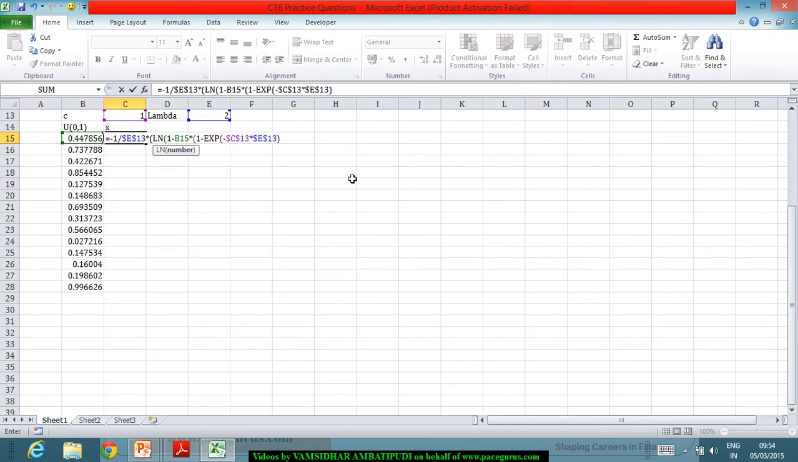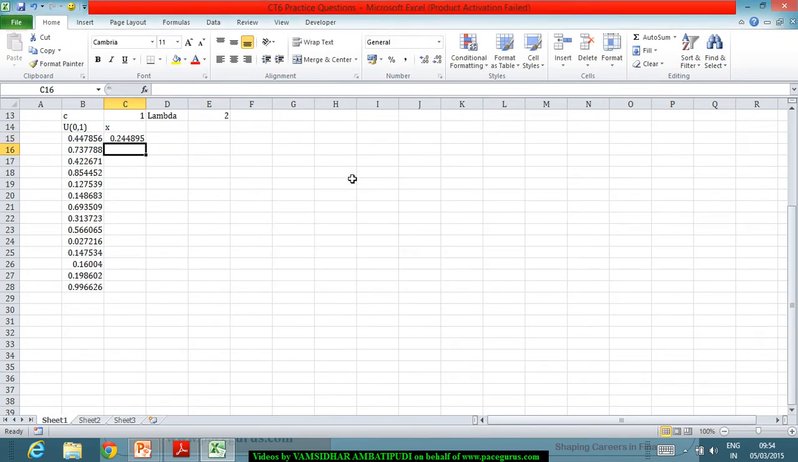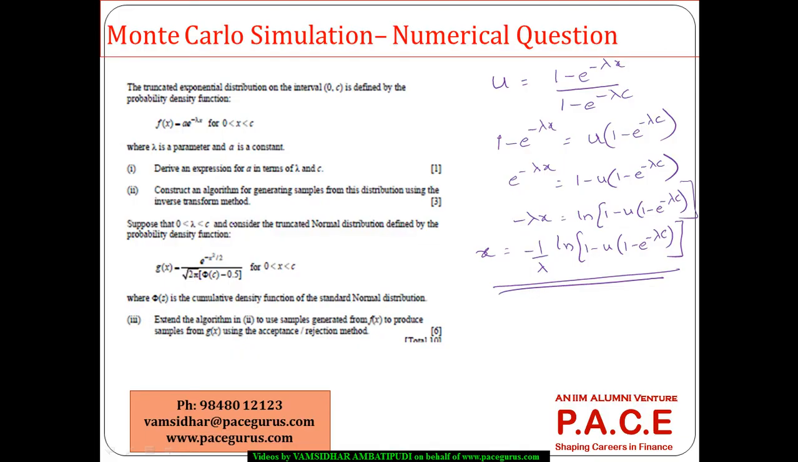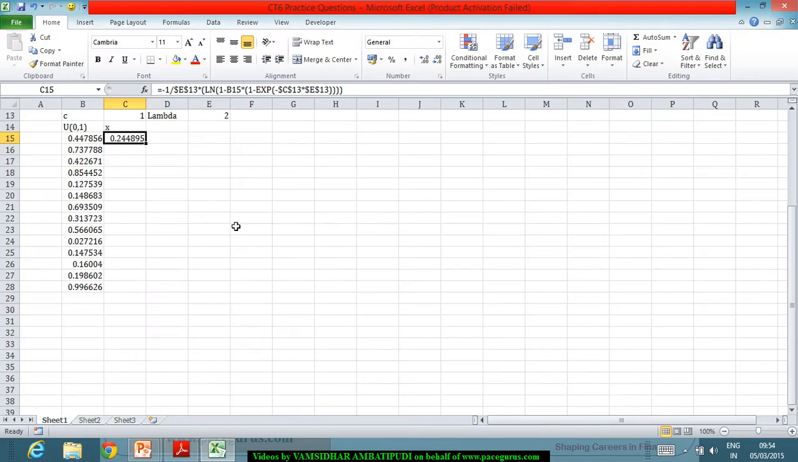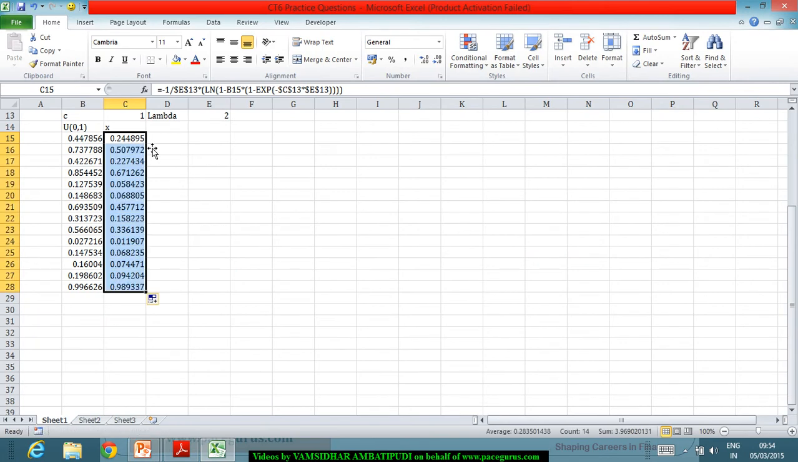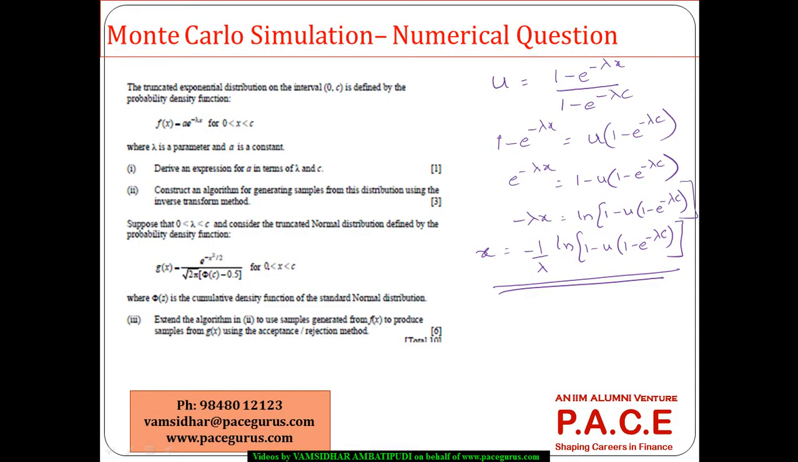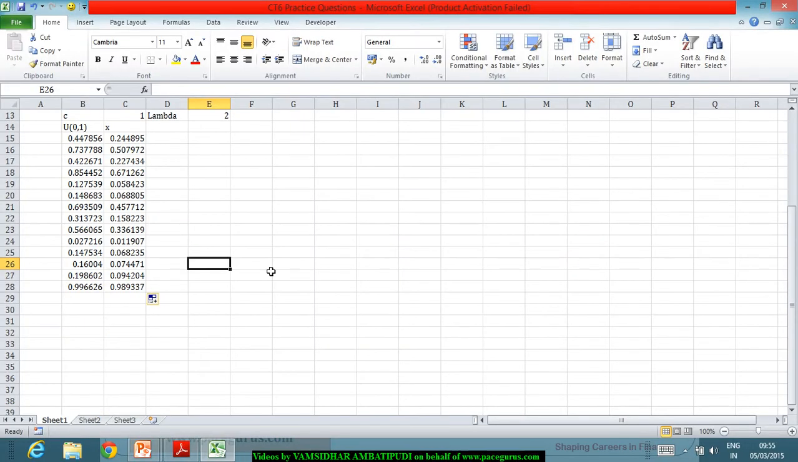Now this is u times 1 minus e power minus c lambda, I am talking of this number. So from x there is a distribution that is coming out which is doing minus 1 by lambda times log of 1 minus all that stuff. Now the x is coming out to these particular values. So from the uniform random distribution, I'm finding out the values of x which are working out to these kind of numbers. This is the way we are generating the samples from the distribution using the inverse transform method.